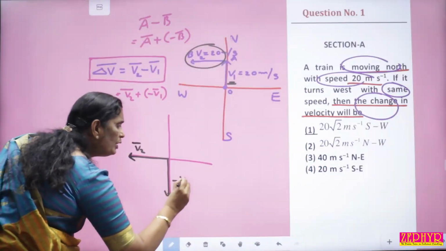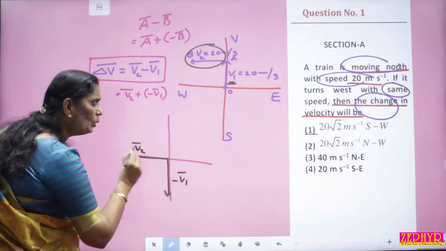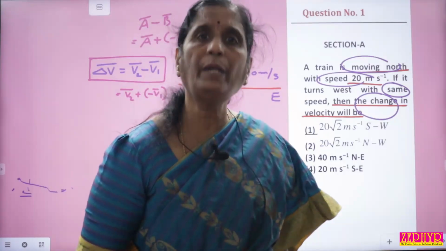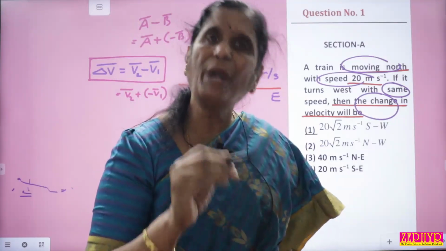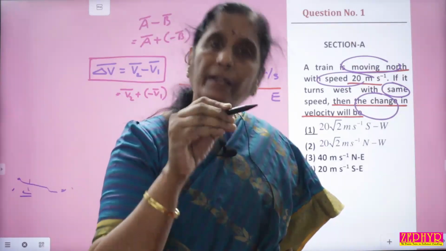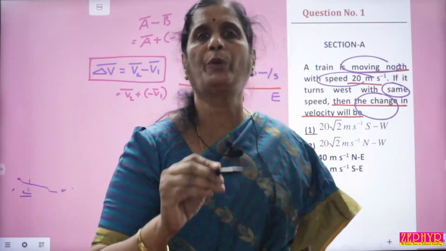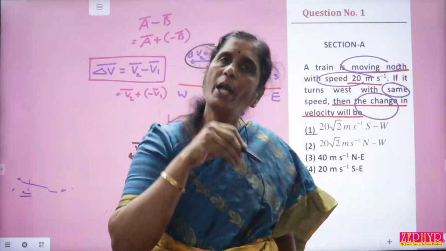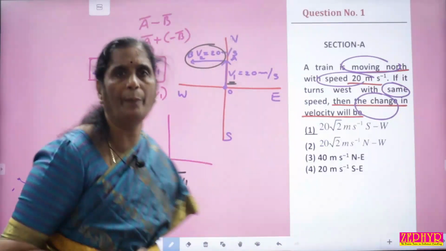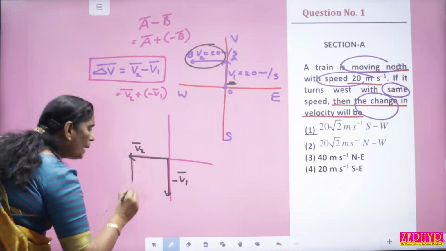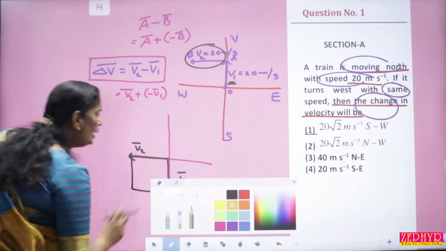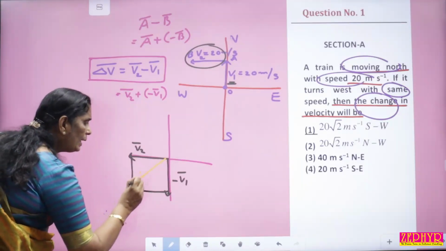Now you have to observe this figure. This is V2 and this is V1. We want V2 minus V1, or V2 plus minus V1. V2 plus minus V1 is the resultant of V1 and V2. So how do you draw the resultant? By completing the parallelogram. So now we'll complete the parallelogram.